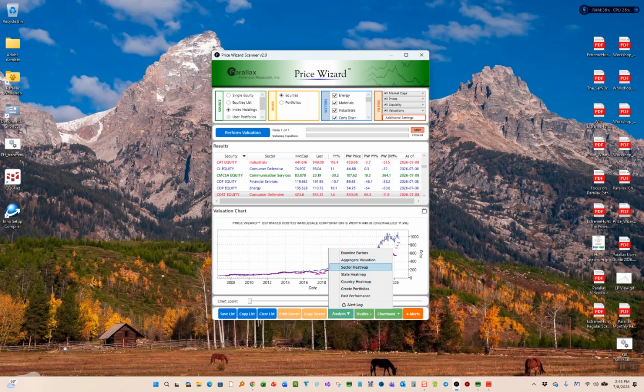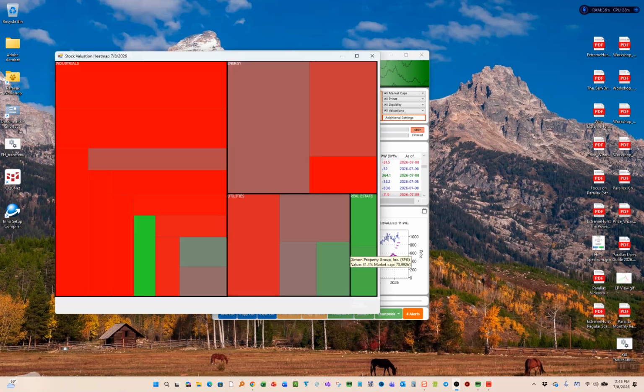I didn't even show you the heat maps we have available. Sector heat map is here, so pretty overdone here in industrials. UPS is undervalued. There's some undervalued over here in real estate and a little bit in energy. Otherwise, kind of overvalued everywhere.